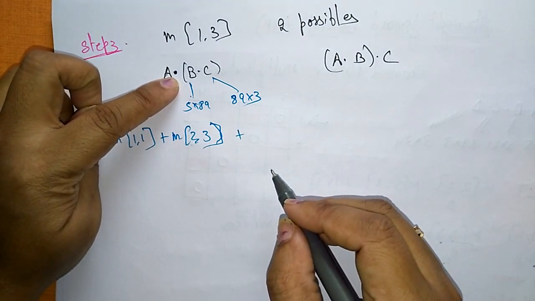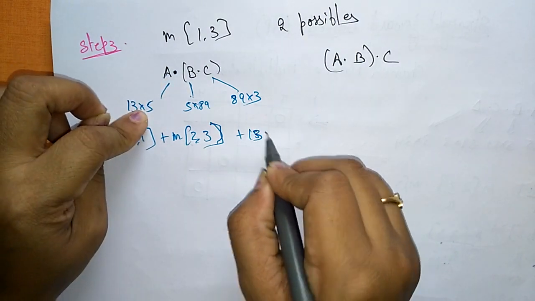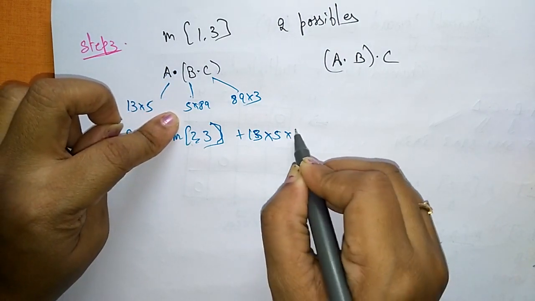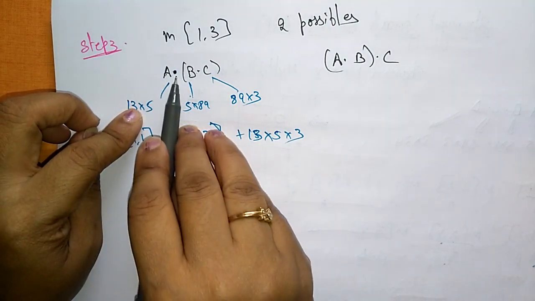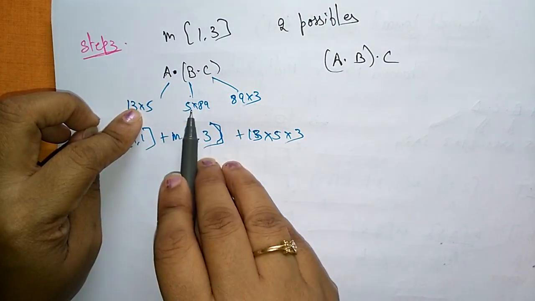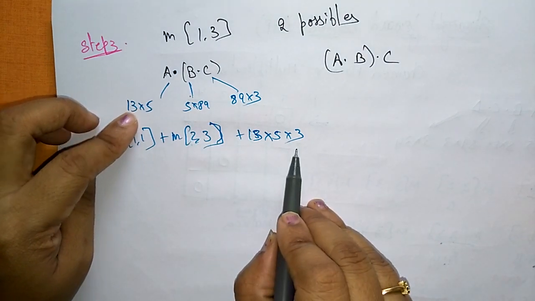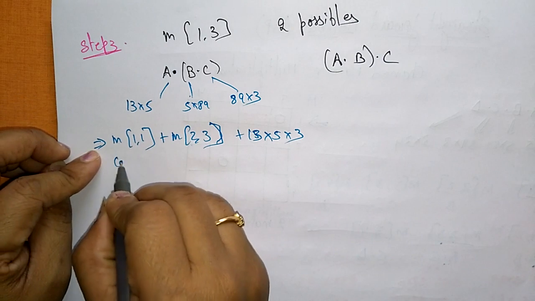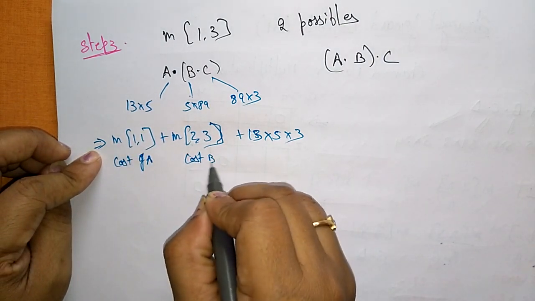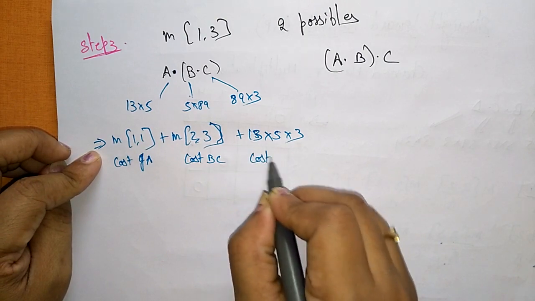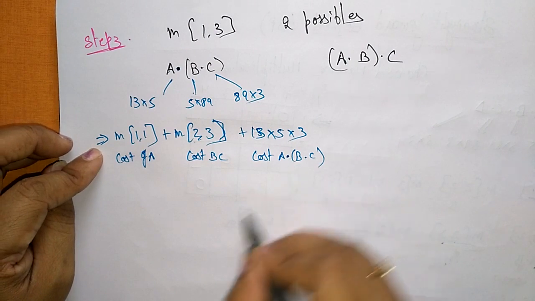So the cost of this dot is 13 by 5 by 3. The cost of A is 13 by 5, and in B dot C, 5 is already there, so just write 3. 13 by 5 by 3. So this is the cost of the A matrix, this is the cost of the BC matrix, and this is the cost of the A dot B dot C matrix. So this is the dot matrix size.